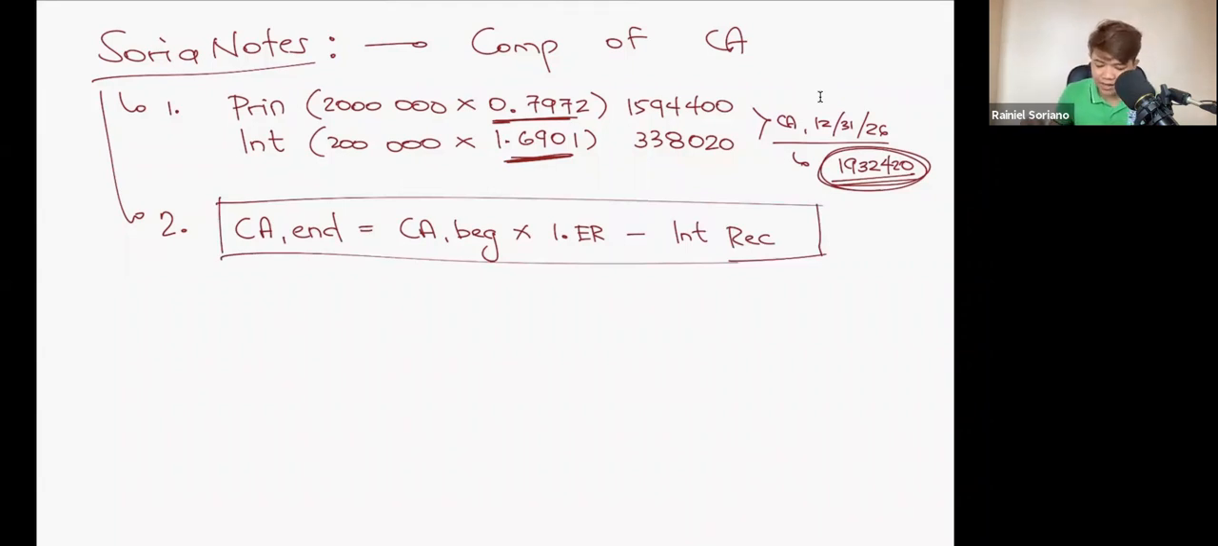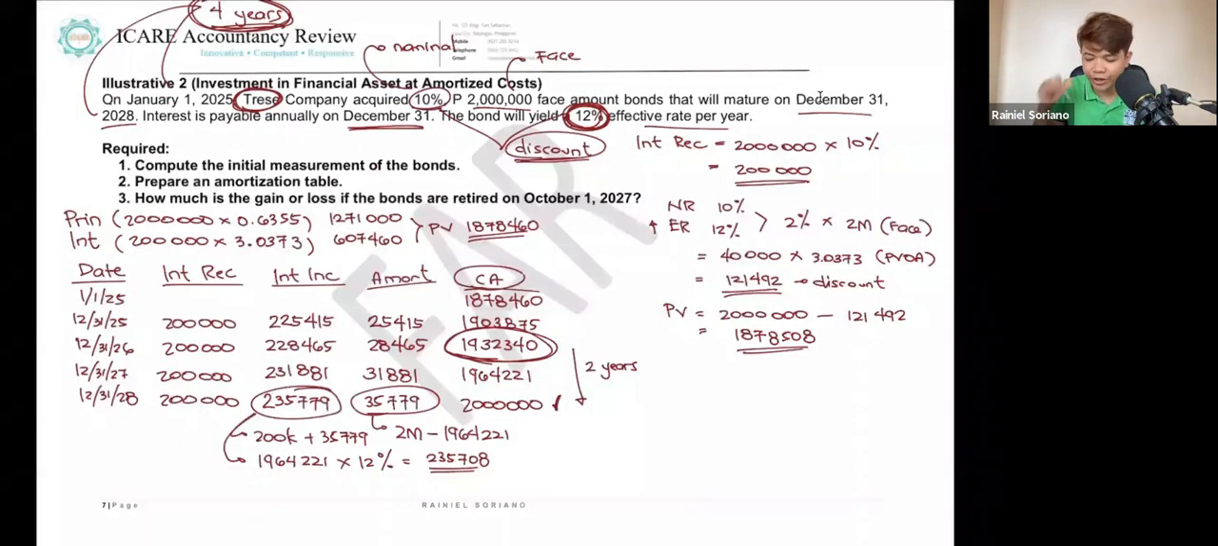Apply natin yan, no? Okay? Try natin. On your calculators, again, on your calculator, 1,878,460. Yun yung carrying amount natin at the beginning. Let's multiply this, no, by 1.12.